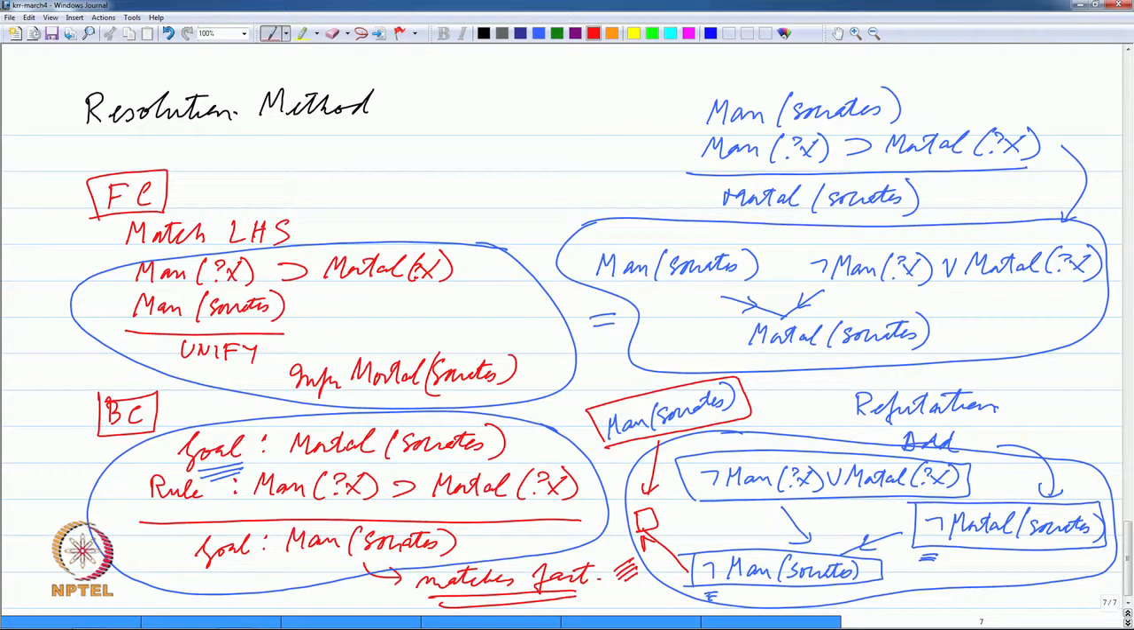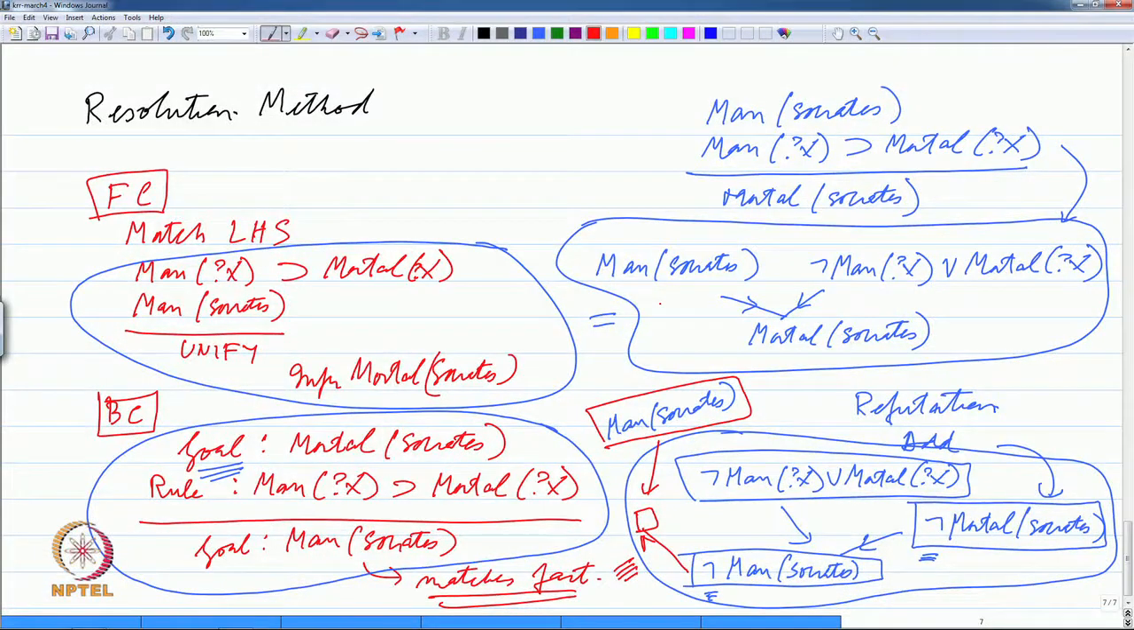So, I have three clauses. I have Socrates is a man as a clause, I have all men are mortal as a clause, and then by taking the negation of the goal, which is that not mortal Socrates, I get a third clause. As you can see on the top, if I resolve man Socrates with the rule, then it is like doing forward chaining. If I resolve not mortal Socrates with the same rule, it is like doing backward chaining. So, you are chaining with the same rule, going from goal to sub goal, or going from fact to new fact essentially.